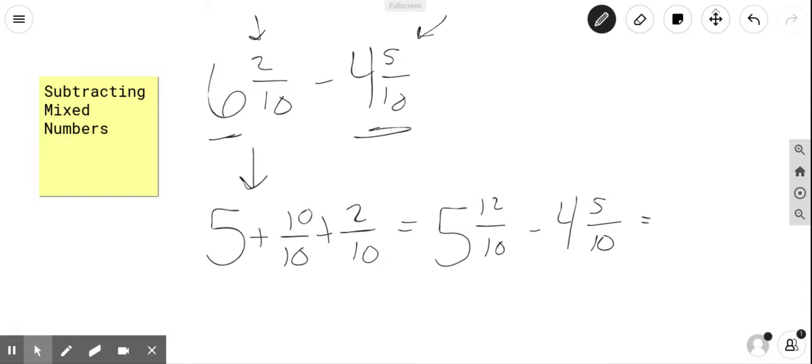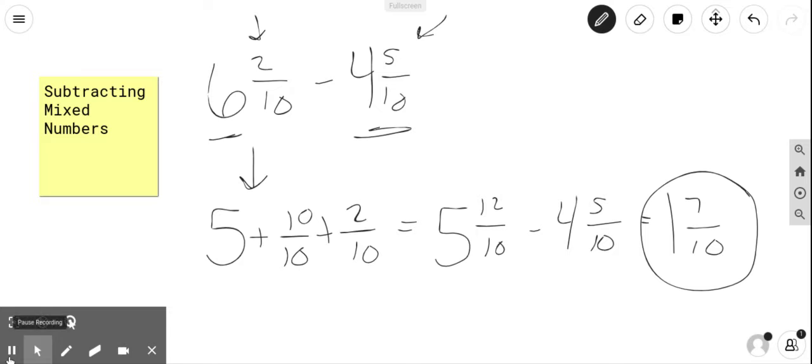So same as we were doing before, let's subtract our whole numbers first. 5 minus 4 is 1. And then 12 minus 5 is 7. Our denominator stays the same. And 7/10 is already in simplest form. So we were all set there. 1 7/10 is your final answer.